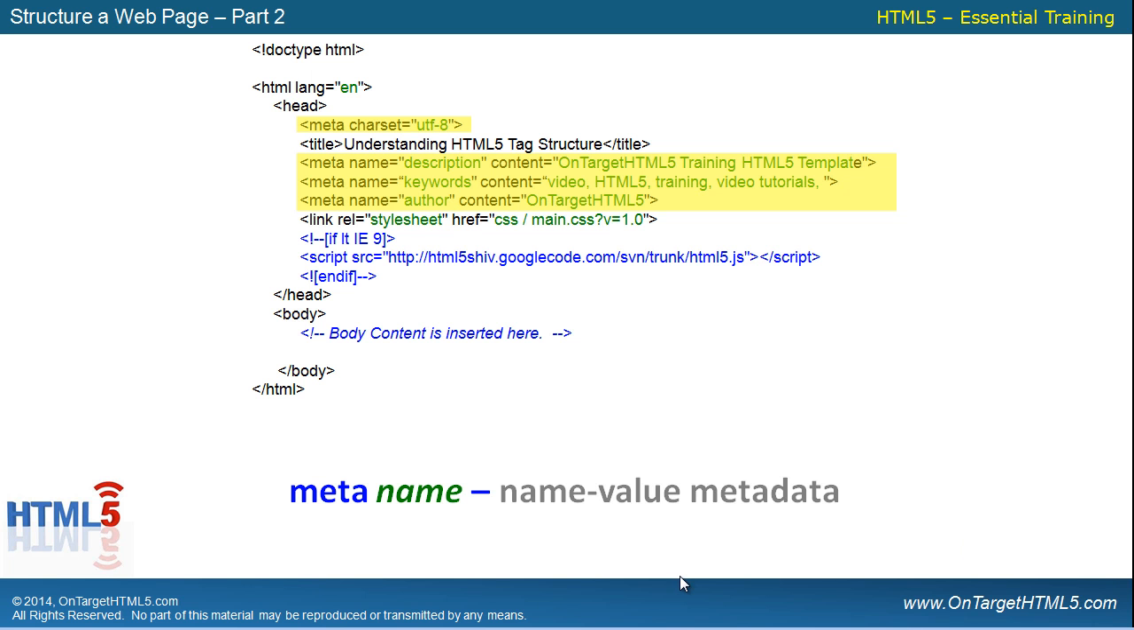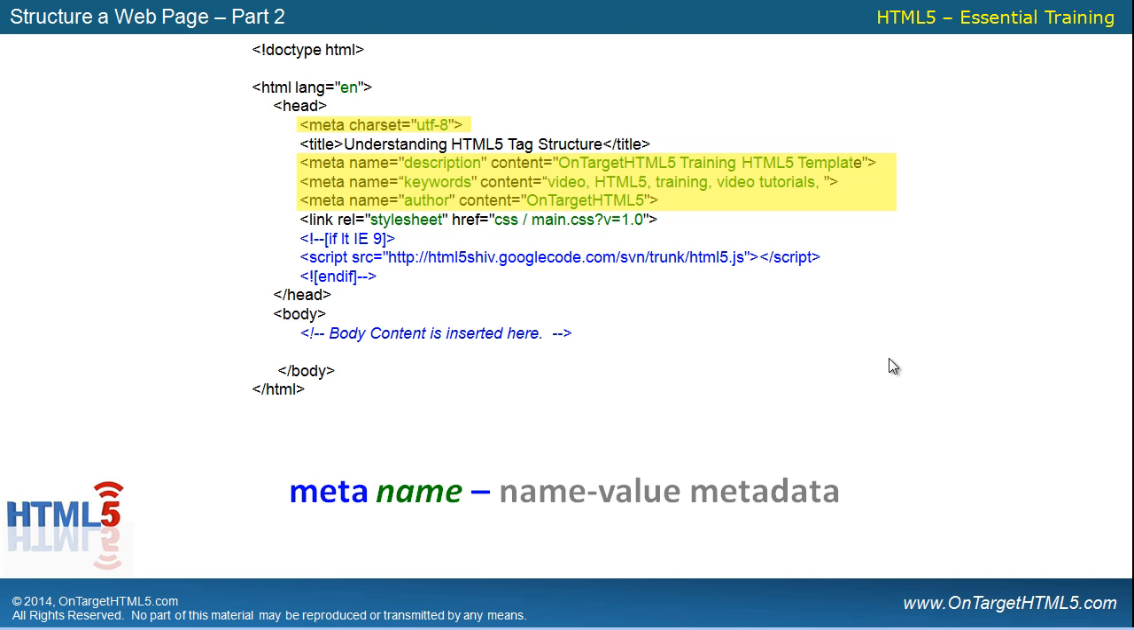And you'll notice that again, I've got description. It's a description of the page itself, on target HTML5 training, on HTML5 template. Very short, concise, exactly what this page is supposed to be. Below that I've got keywords. I've got video, training, video tutorials, and you'll notice I put HTML5 in caps or uppercase.